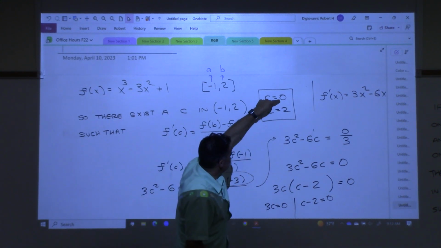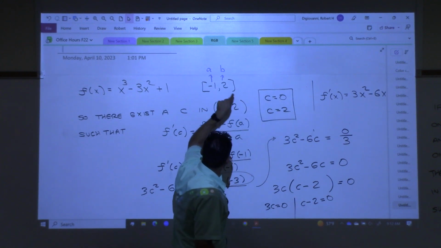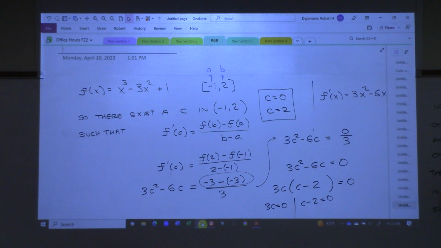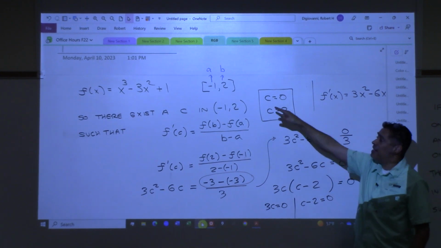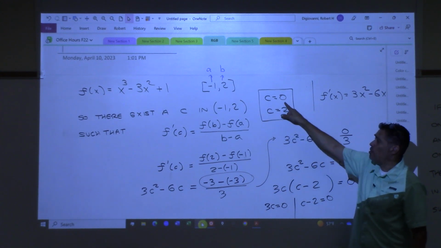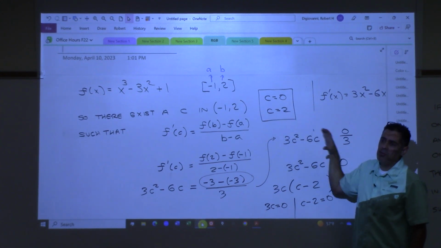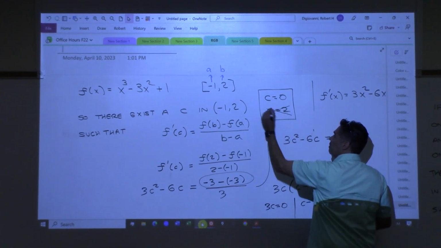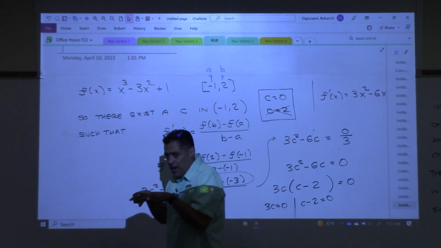Now, we have to check, are these 2 points inside this interval? It's very important that you understand we're using the parentheses at the end of this, not the brackets. So are both of these numbers inside the interior of that? The 0 is, right? The 2's not. The 2 is at an endpoint. So we throw this one out because it's at the endpoint, not inside the interval.